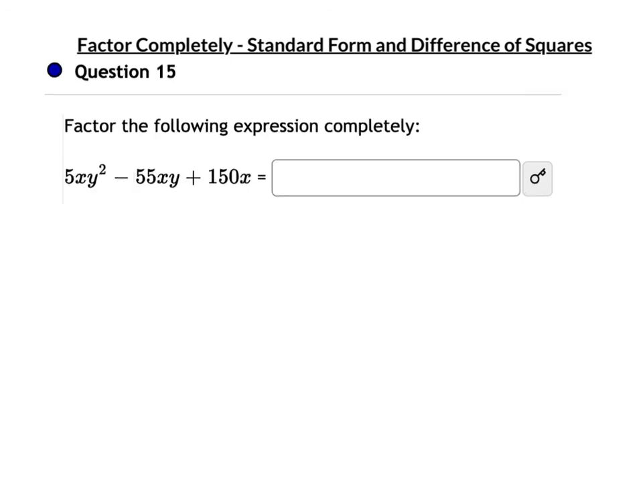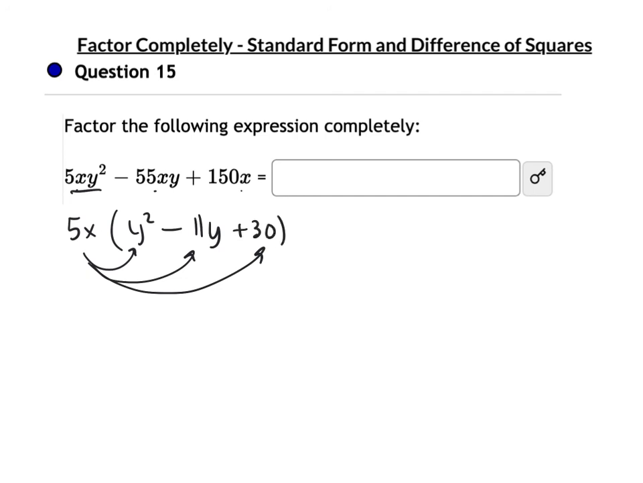Question 15. We have a GCF. They all have a 5 in them. They also have an x in them. Pull that out. 5x times the first spot makes 5x y squared. That'd be y squared. Minus 5x times the second spot makes 55xy. That would be 11y. And 5x times the last spot makes 150x. About plus 30. Bring down the 5x. It's part of the answer. And factor.